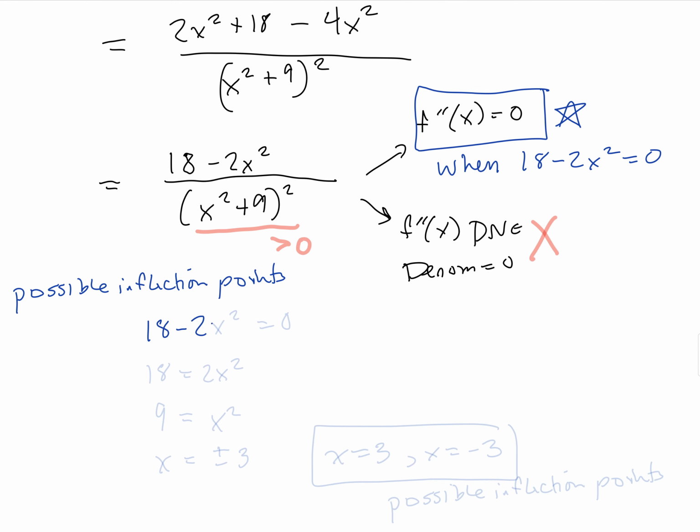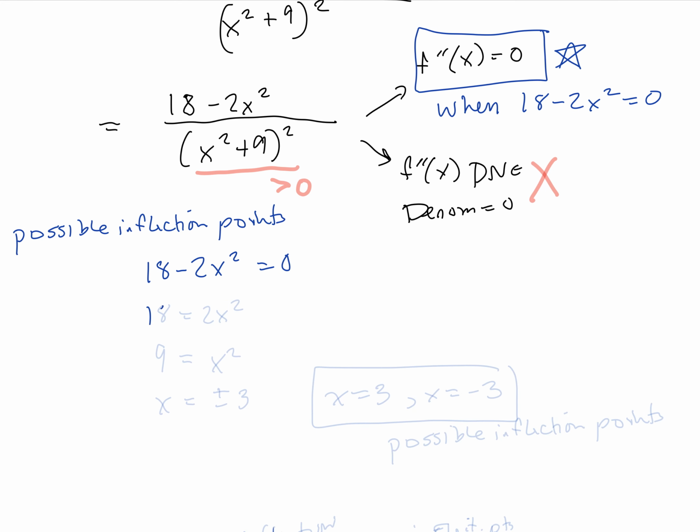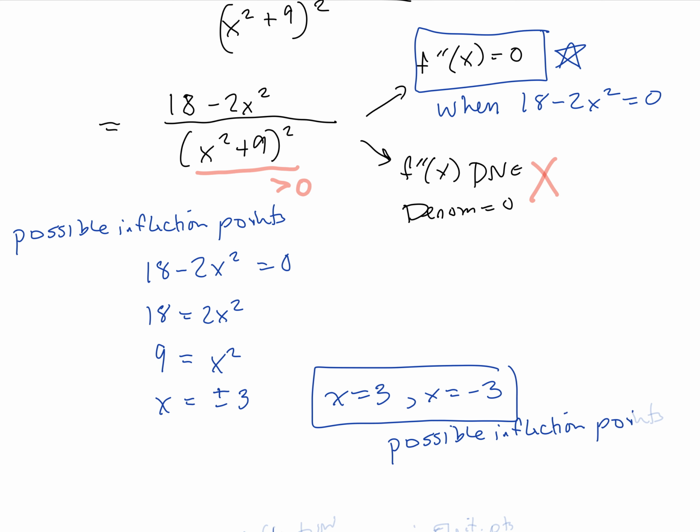So 18 minus 2x squared equals 0 if and only if 18 equals 2x squared, add that to the other side. If and only if 9 equals x squared, we divided both sides by 2. And if we take the square root of both sides, then x will be either positive 3 or negative 3. So x equals positive 3, x equals negative 3 are our critical numbers. Or, sorry, those are really our possible inflection points. So those are the possible inflection points for this function.